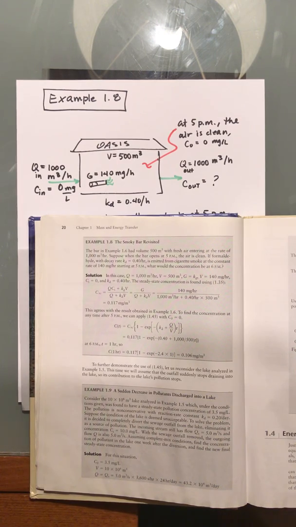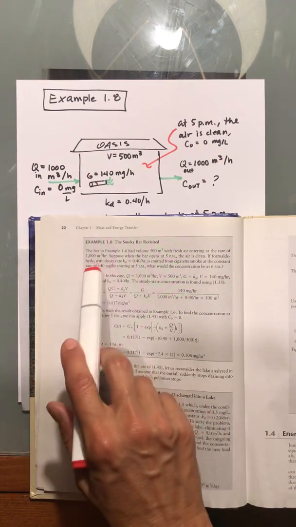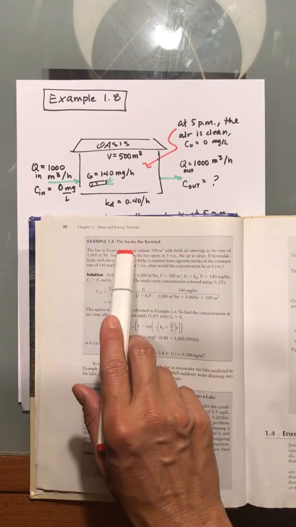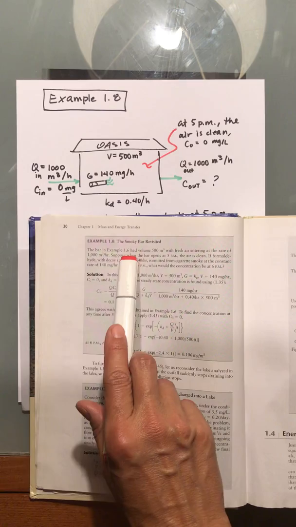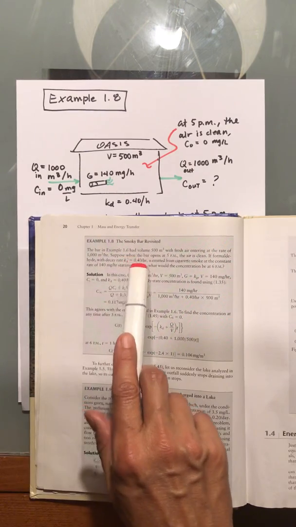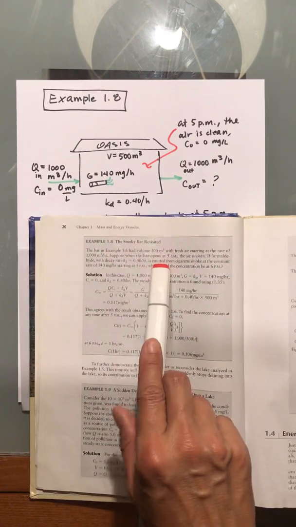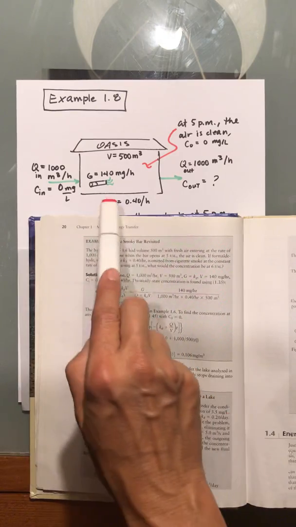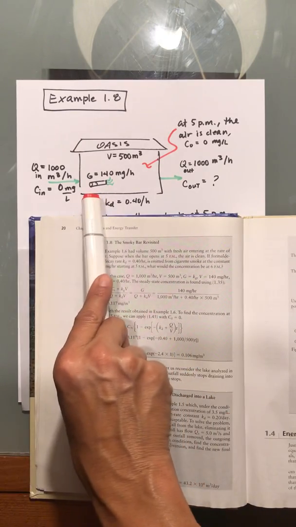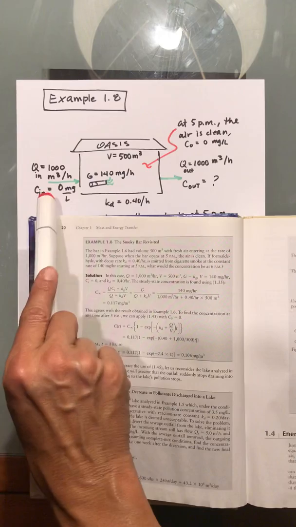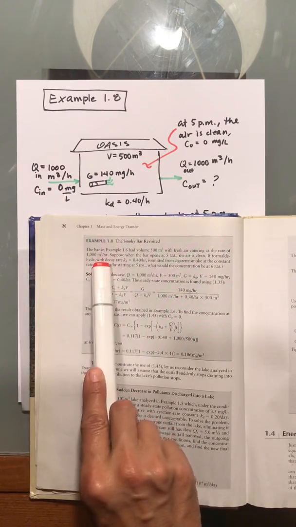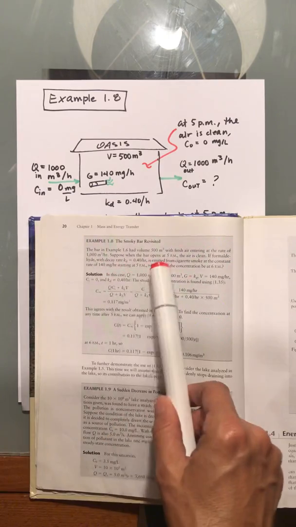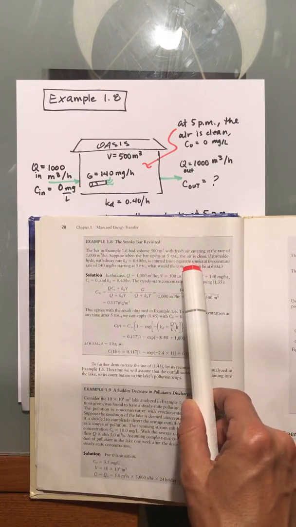Okay, in this case I'm going over a problem in the book, example problem 1.8, and this is a continuation of example 1.6. In example 1.6, it's a bar that has a cigarette burning in it, and it's got fresh air entering at a rate of 1,000 meters cubed per hour. And when the bar opens at 5 p.m., the air is clean.